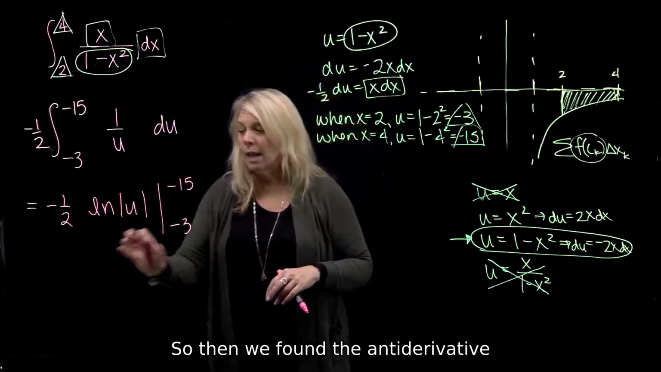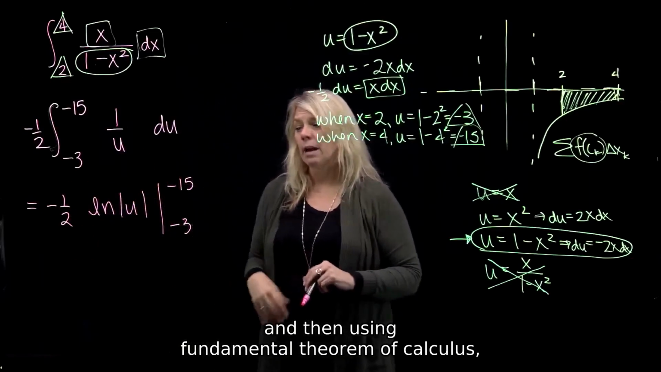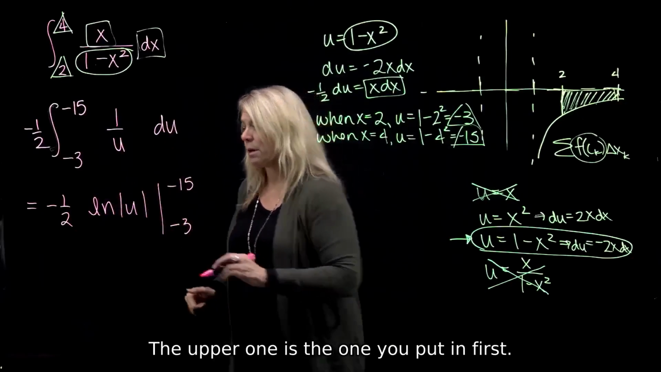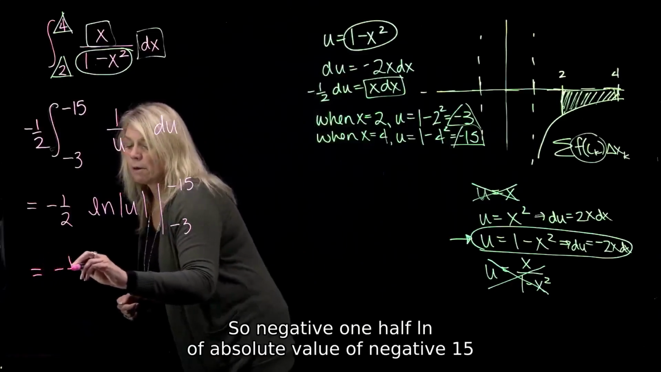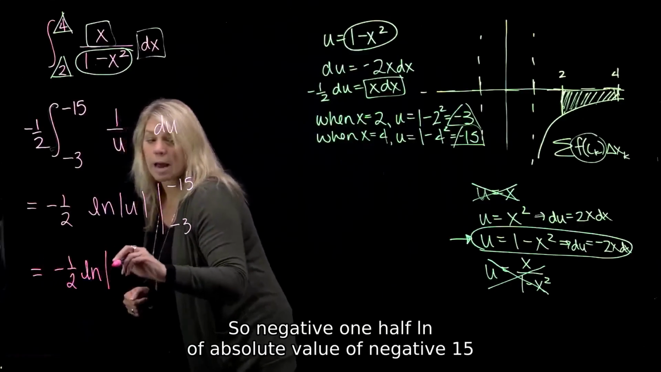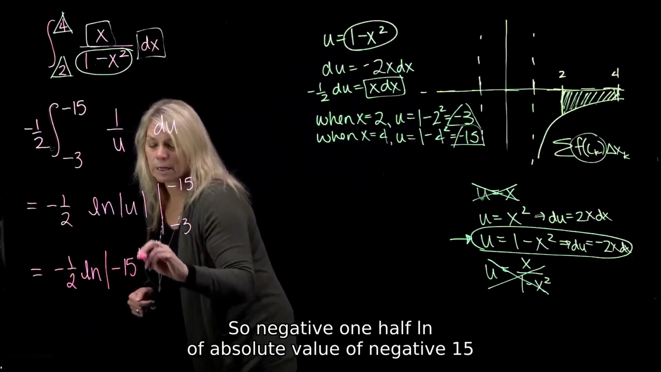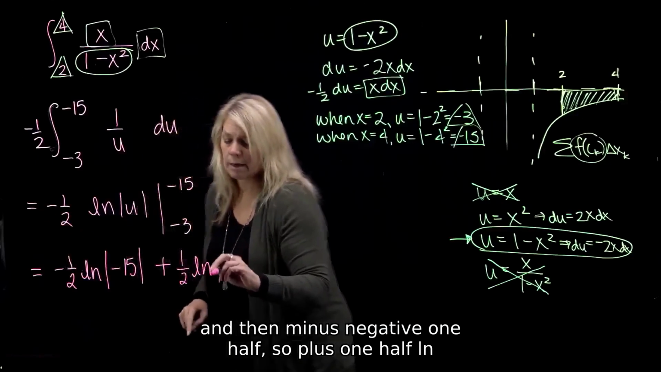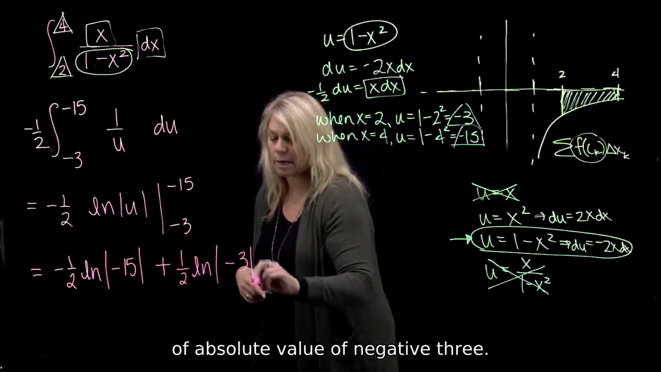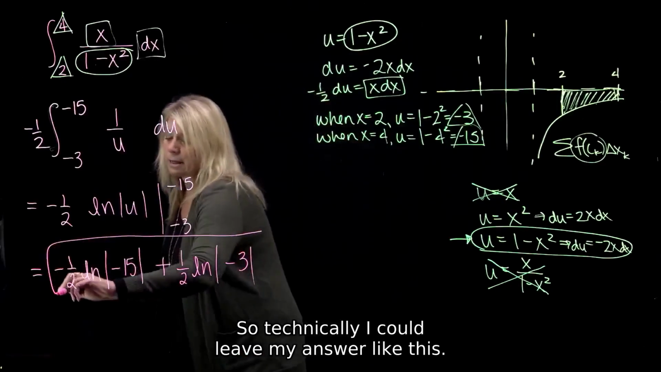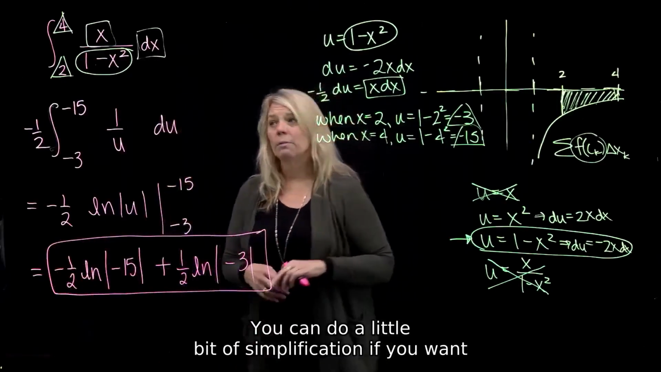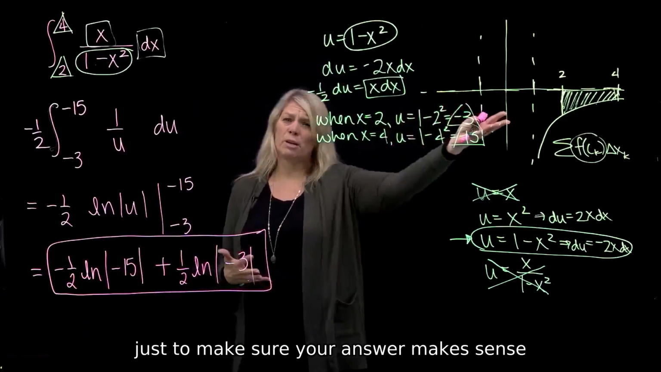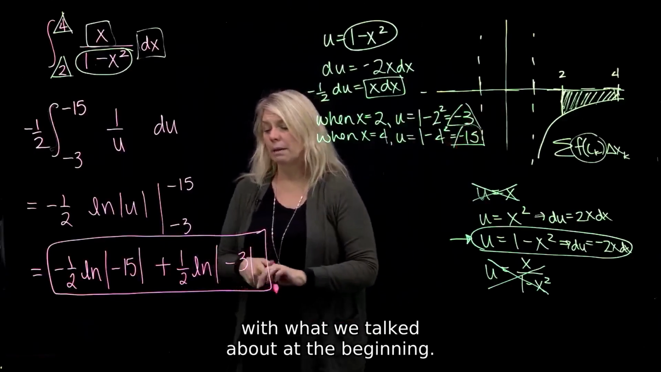So then we found the antiderivative, and then using the fundamental theorem of calculus, we're going to evaluate that antiderivative at each of the endpoints. The upper one is the one you put in first. So negative 1/2 ln of absolute value of negative 15. And then minus negative 1/2, so plus 1/2 ln of absolute value of negative 3. So technically, I could leave my answer like this. You can do a little bit of simplification if you want, and I would recommend getting a decimal approximation also, just to make sure your answer makes sense with what we talked about at the beginning.